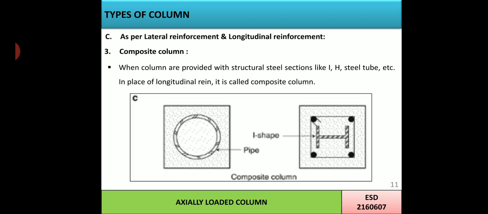Now third category, composite column. When the columns are provided with structural steel sections like I section, H section or steel tubes, etc., instead of longitudinal reinforcement, it is called a composite column. So what happens in such kinds of systems? Usually directly built-up sections are provided in the column. We can see in the figure, an H section is there. In the other case, a circular tube of steel section is provided.